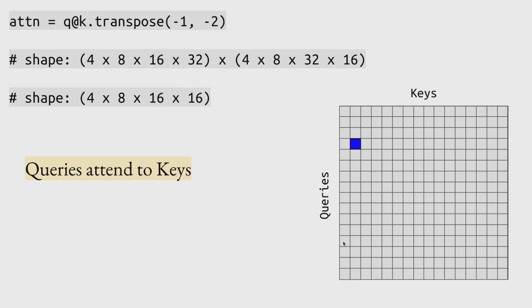So taking a look visually, these are my query rows, and these are my key rows. And the key, pun intended, idea is that my queries attend to my keys. So I'm going in with my queries, and then I'm going across my keys, and I'm attending to each of those tokens given my query vector.